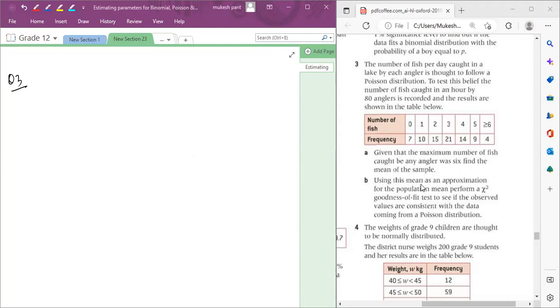Using this mean as an approximation for the population mean, perform a chi-square goodness of fit test to see if the observed values are consistent with the data coming from the Poisson distribution. So your first task is to find the mean. Once you find the mean, you will be able to find the probability, then the expected frequency, and then you will perform this chi-square goodness of fit test. So use the calculator to find the mean for this distribution.